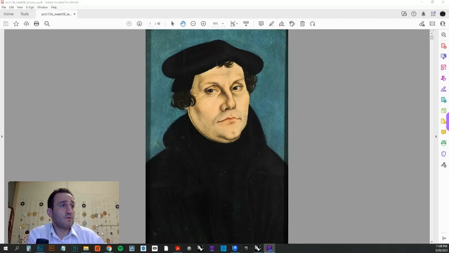So I want to start with this guy. And those of you who have taken world history courses before may or may not recognize the photograph. I don't think that I would have been able to recognize the photograph for who he is, but certainly familiar with the work that this man did. And this is Martin Luther.